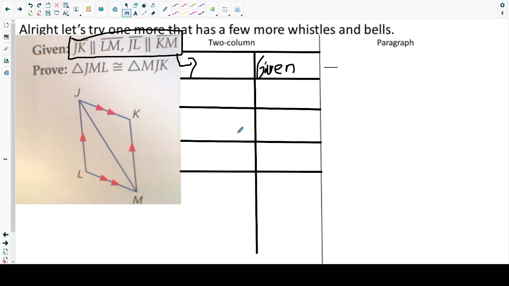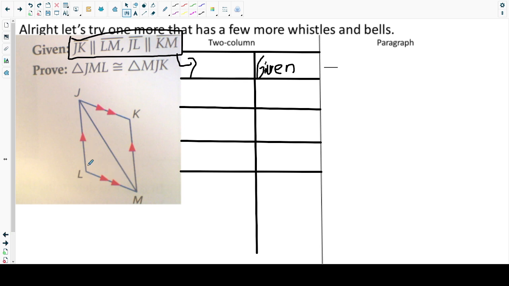Given. Prove that these two triangles are congruent, JML congruent to MJK. Well, we know we have parallel lines, which means we have things like alternate interior angles and consecutive interior angles. Remember, alternate interior angles look like a Z pattern, and we definitely see some Z's here. We have this Z right here, and this little Z right here. Technically, I guess you'd call this an N, which is just a sideways Z. But alternate interior angles follow that zigzag pattern, so we have this zigzag here.